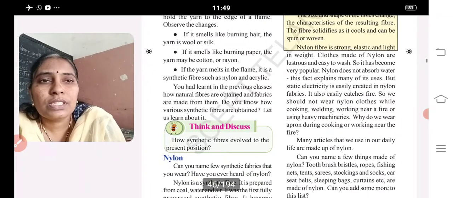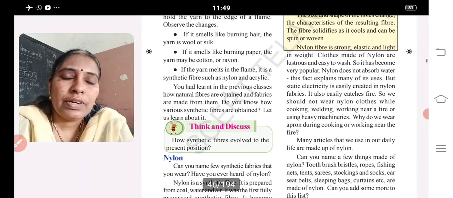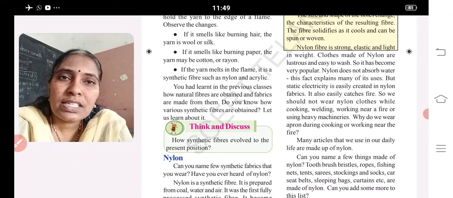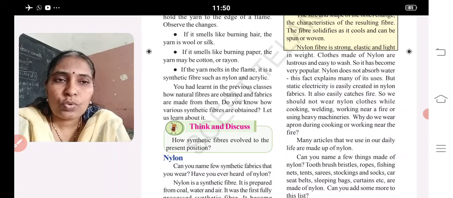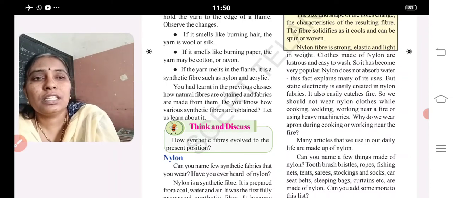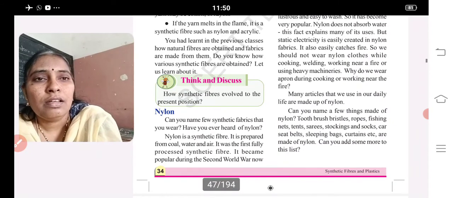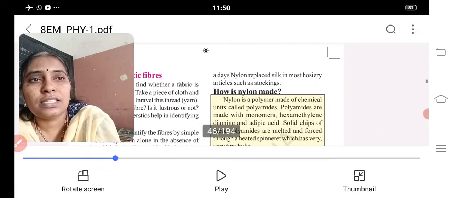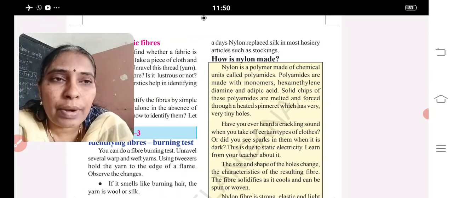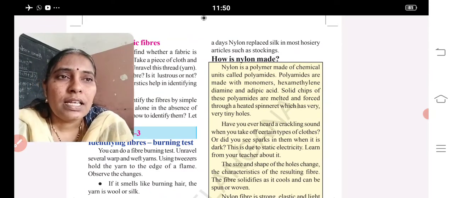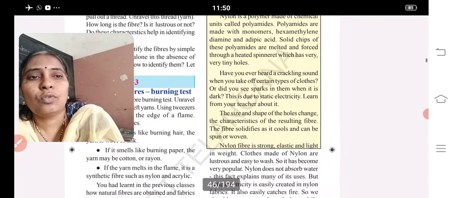How did synthetic fibers evolve to the present position? Our demand increases: different varieties, different colors, designs, and cheaply available, durable, less cost. All these make us use synthetic fiber. So the first synthetic fiber we are discussing is nylon. It came across during the Second World War, and nylon composition is nothing but polyamides made up of monomers, hexamethylene diamine and adipic acid. Okay.